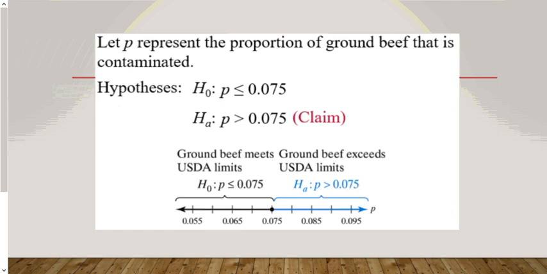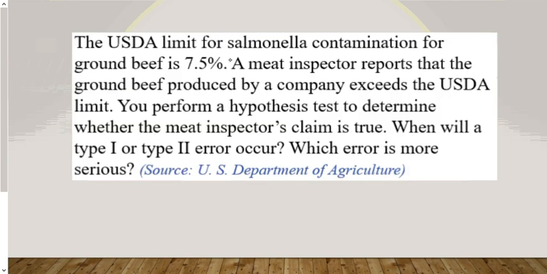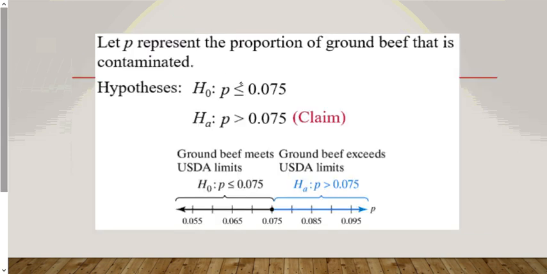Let's go back and look at it. It says that the limit is 7.5%, and when you see limit, that must mean it's going to be less than or equal to 7.5%. Since we're talking about this percentage, we're talking about a proportion, hence P. So that's where we get P is less than or equal to 0.075.